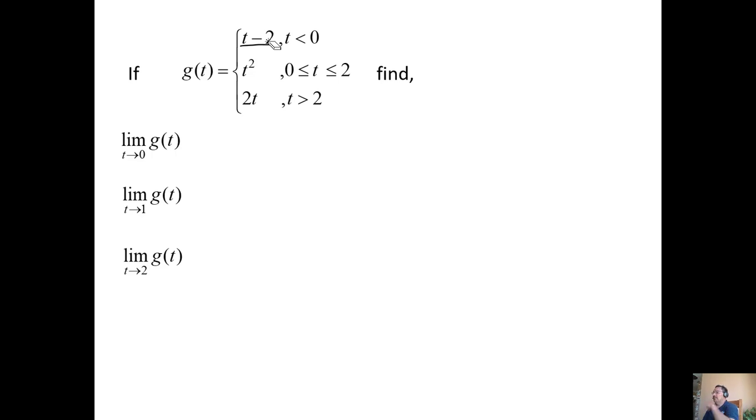Now, t minus 2 is a line, so your input axis is t, and your output axis is y. We'll just call that y. And so if I was going to graph y equals t minus 2, since that's a line, all I need is 2 points. And typically, any 2 points will do. But I'm not looking at the whole line. I'm just looking at the line when t is less than 0. So I'm going to start at 0.